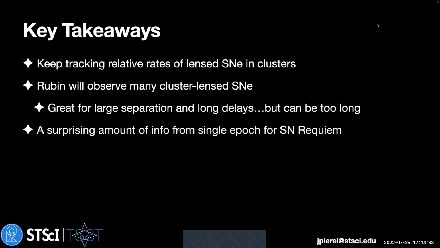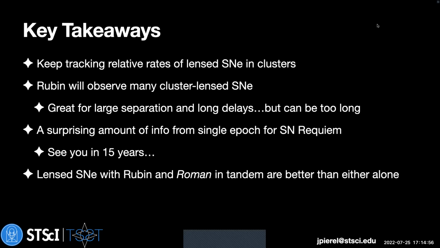I don't think anyone is currently doing it, but there's updated lens modeling that could be done, as well as trying to take this all the way through to cosmology, even with the terrible constraints that we have, giant error bars everywhere. It would still be interesting to see if it could be done with a single epoch cluster lens supernova. And we'll see in 15 years for the rest. And lens supernovae with Rubin and Roman will be better in tandem than either one could be by themselves. So that'll be all. Thank you.